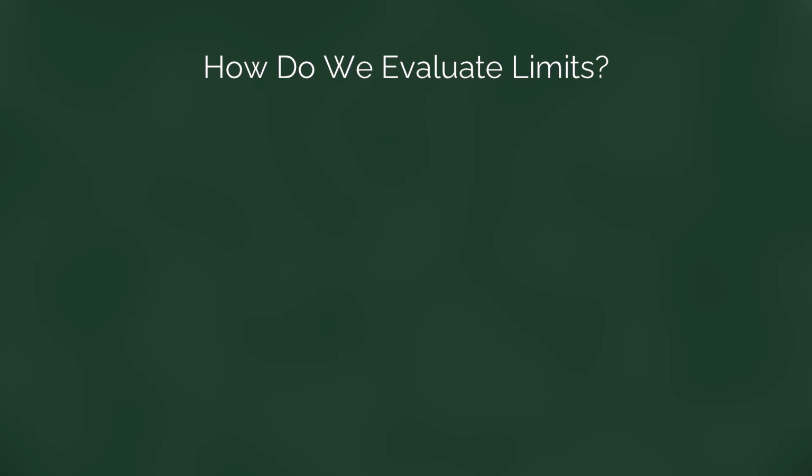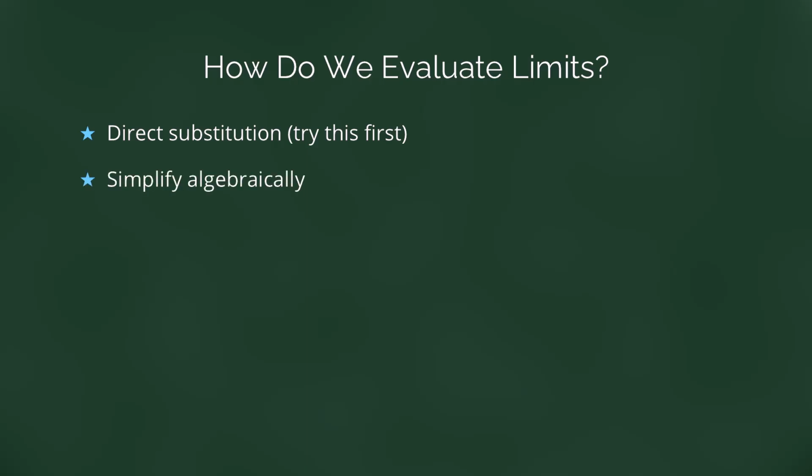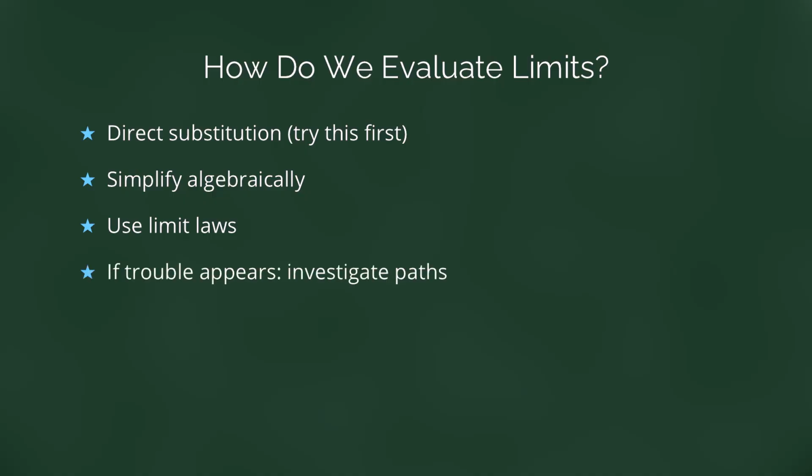So with those in mind, let's think about how we might actually evaluate limits. Generally, we'll start with direct substitution. We might need to do some algebraic simplification. If that doesn't get us to an answer, we might try applying some limit laws. If it looks like we're going to run into trouble, then we have to start investigating different paths to see if we might be getting different limits.